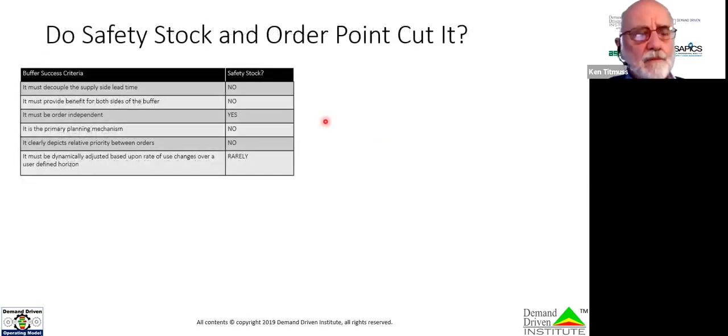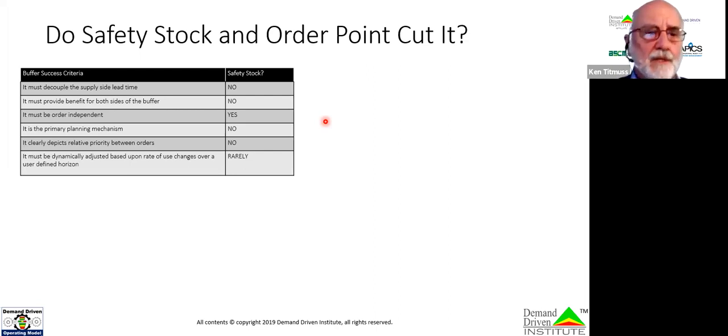So if we have a look at safety stock and reorder point systems, how do they cut it? Well, they don't really. If you've got a safety stock system, it doesn't decouple. It doesn't provide benefits. Must it be order independent? Yes, it is. And that's about the only one really. Is it the primary planning mechanism? No, safety stock is not. It is a secondary ordering mechanism.